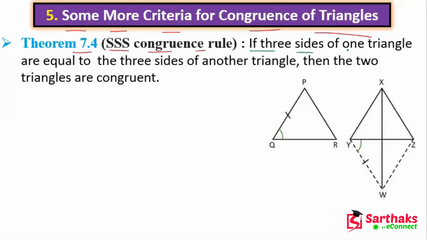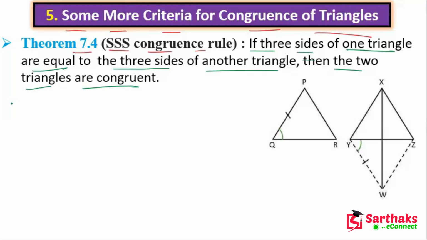if three sides of one triangle are equal to the three sides of another triangle, then the two triangles are congruent. Let's suppose we have two triangles PQR and XYZ. If all the corresponding sides are equal, then we can say that triangle PQR is congruent to triangle XYZ. Now we have to prove the congruency part.